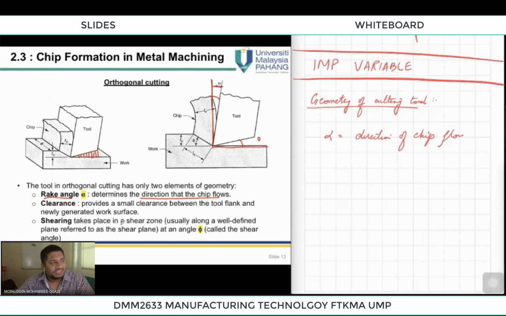Shearing takes place in a shear zone. So this is the shear zone. Shearing takes place here, usually along a well-defined plane referred to as the shear plane, at an angle phi, and this angle is called phi. This is called the shear plane angle. Very, very important: phi is the shear plane angle.